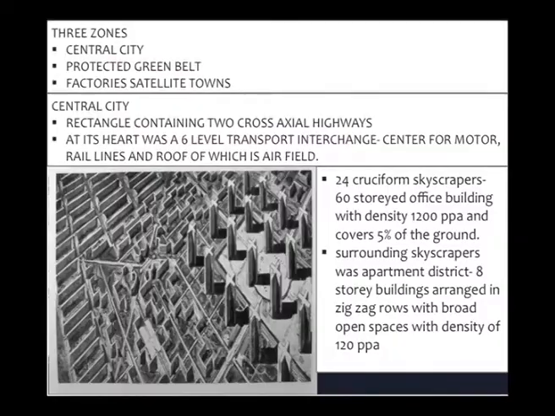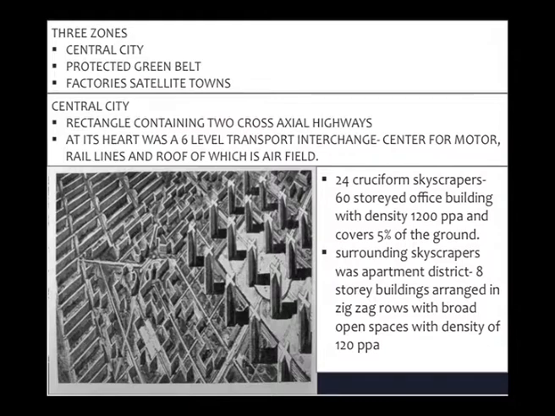He said, but even the lung space that you provide has to be planned and constructed, not something that is there in the rural environment completely organic and wild. So, even though a green space was required, it was only on purposeful requirement which provided for a lung space or a break from the monotony. These were the three zones that he created. You have the central city, the protected green belt, as well as the factories and the satellite towns.